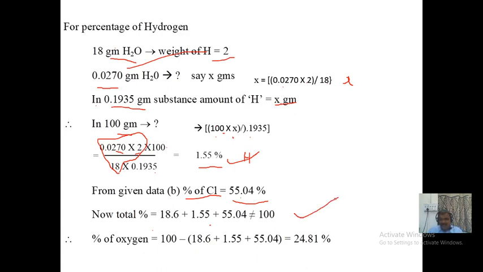Is it coming out to be 100? No. Then what is the thumb rule? Remaining has to be percentage of oxygen, right, friends? So, this summation comes out to be something around 76%. Therefore, remaining 100 minus this summation gives me percentage of oxygen, friend, 24.81. Now, you have the 4 elements in this one: carbon 18.6%, hydrogen 1.55%, chlorine it is already given 55.04%, oxygen we just calculated based on the thumb rule 24.81%.